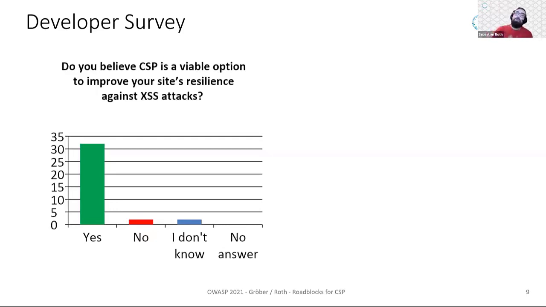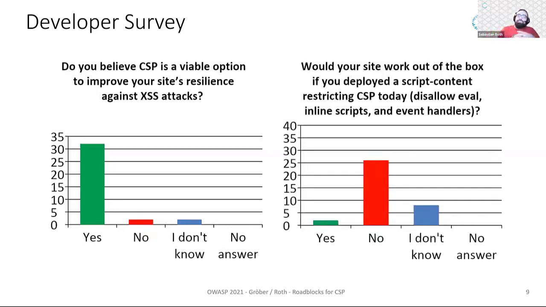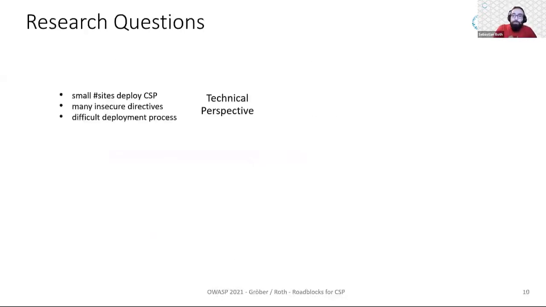However, most of them also confessed that their website would currently not work with a strict CSP, which actually motivated us to do our most recent work, because until now, previous research only tried to make an educated guess on why developers face certain problems with CSP. And this guess was based on data that was gathered from the website's behavior and its source code.